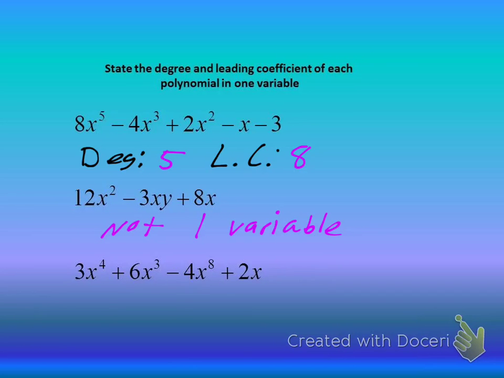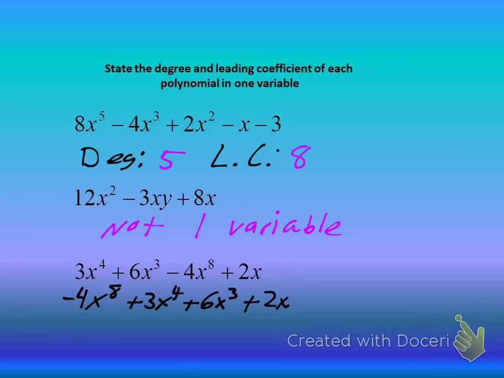All right, last one. Is it in order? No, so you have to make it so. Double check, obviously make sure it's in one variable. It is right away. But go from highest to lowest: -4x to the 8th plus 3x to the 4th plus 6x cubed plus 2x.